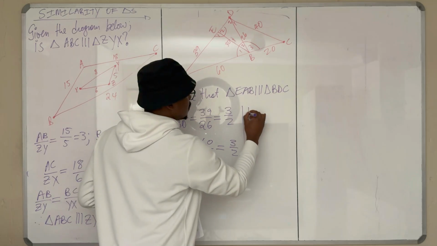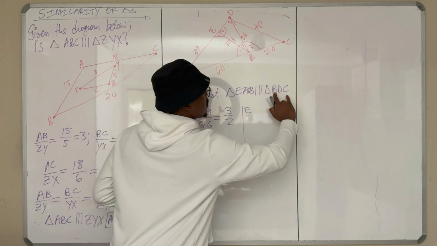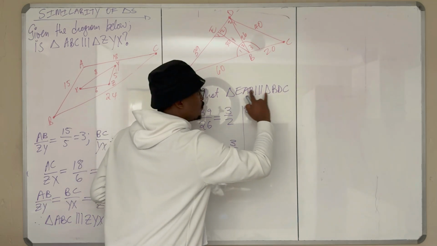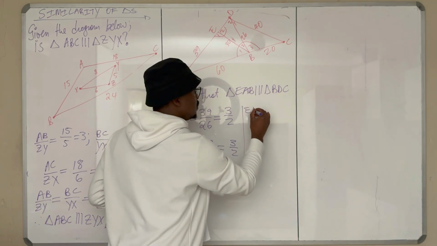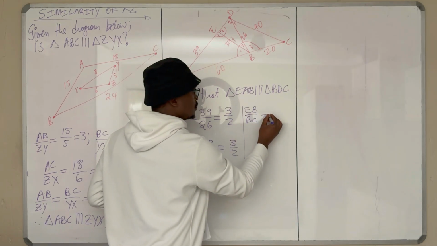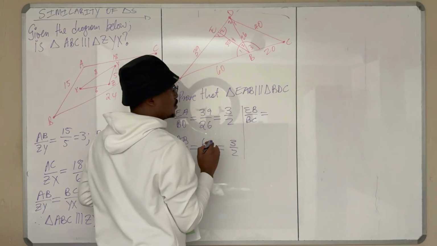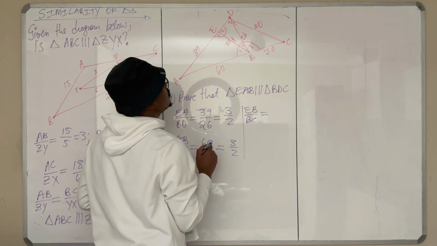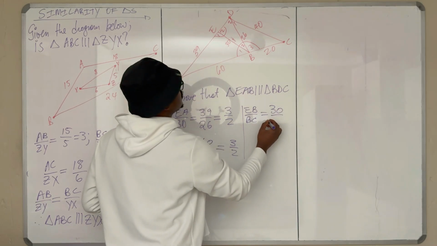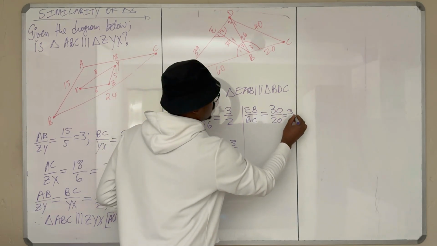It is EB, which is this one, over that one. Because we started here, it's this over that, not this over that. It's EB over BC. What is EB? Our EB is 30. BC is 20. This is 3 over 2.